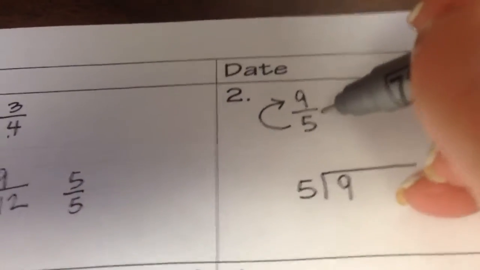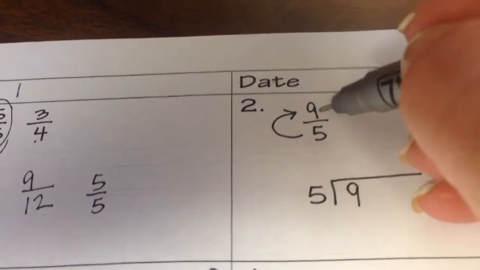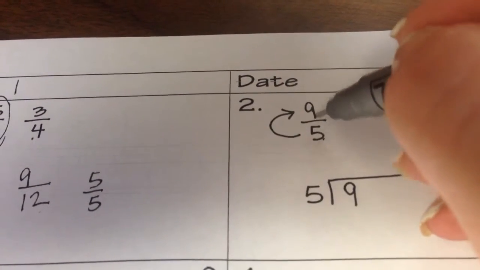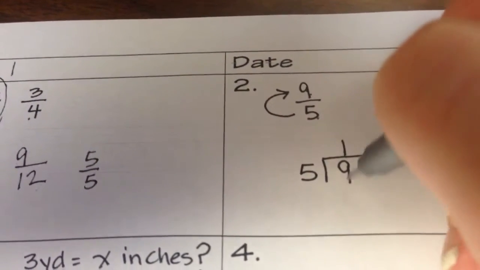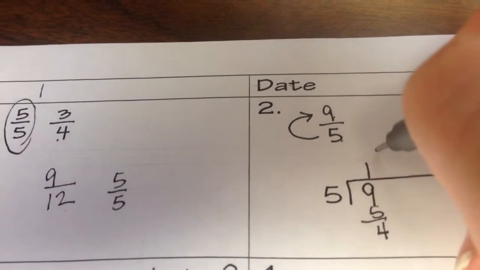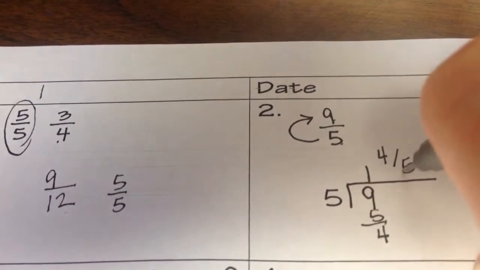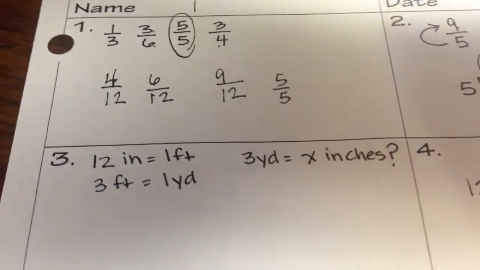Now it says you have the improper fraction, make this a mixed number. So what you do is you divide the denominator into the numerator. So let's do that right here. 5 can go into 9 once. That's 5. How many do I have left over? 4. So it's 1 4/5. Bam. Done.